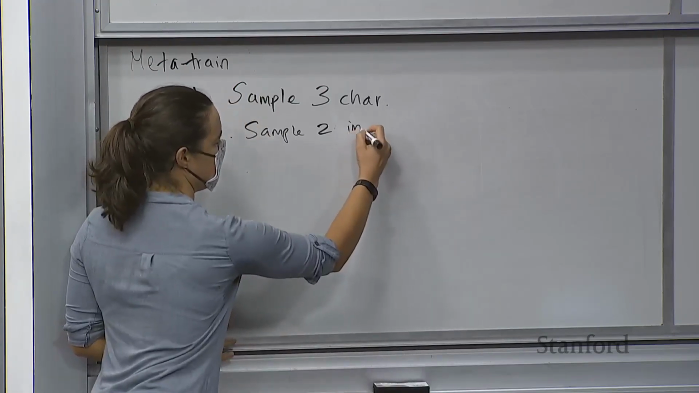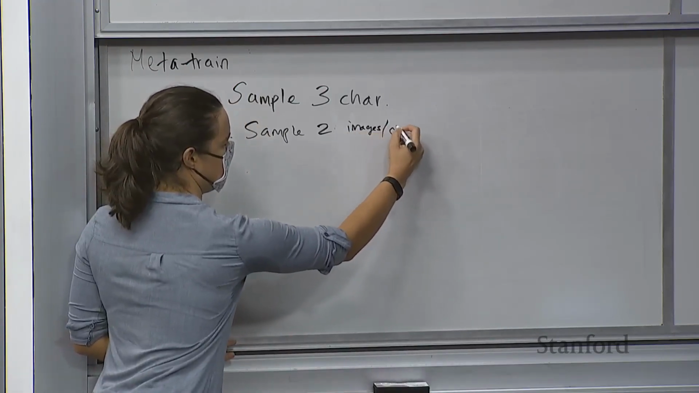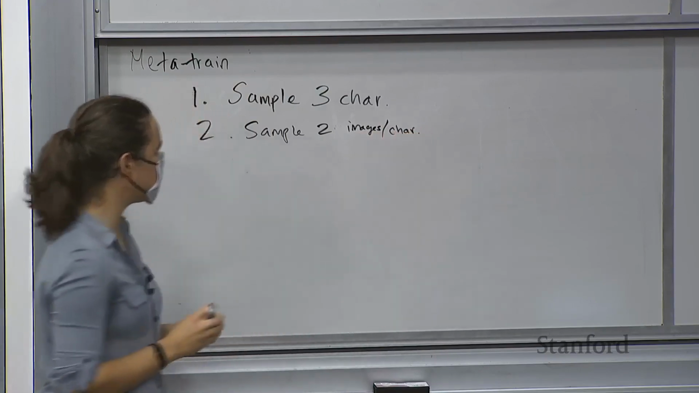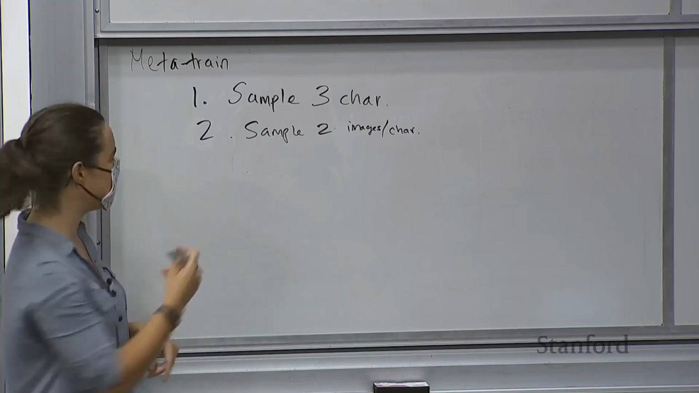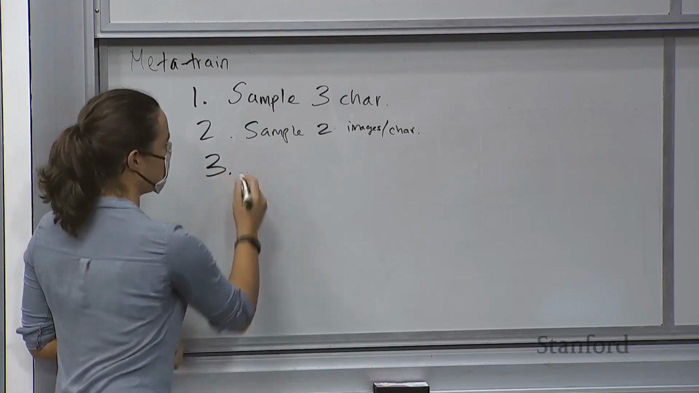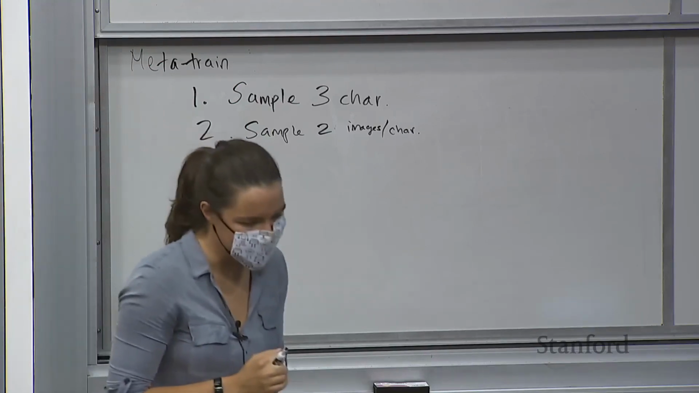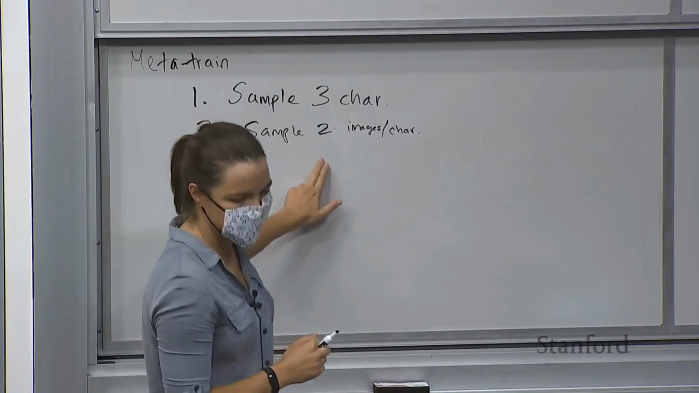images per character. Can everyone see this, by the way? Is this big enough? Cool. Okay. And then we can just sample these at random.